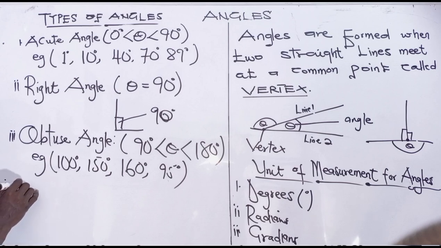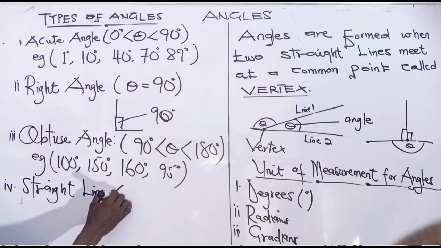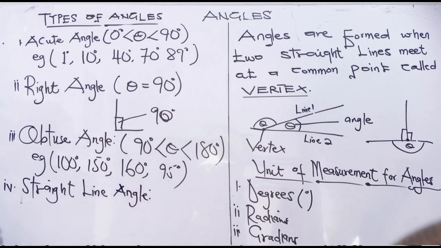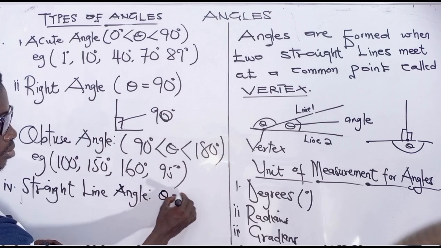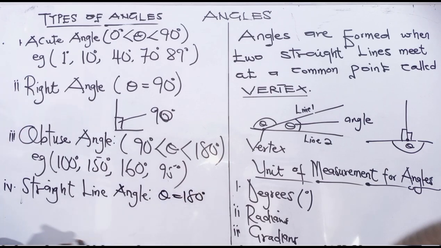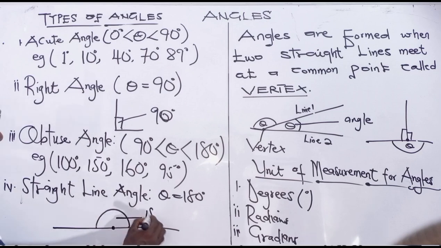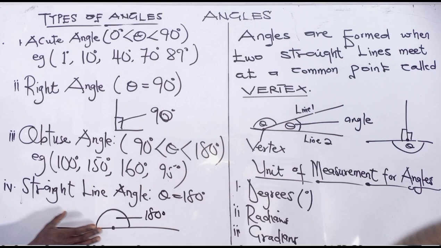Now let's look at the next one, which is called the straight line angle. A straight line angle is an angle whose measure is equal to 180 degrees. Let's take it that these are a straight line and an angle is formed here. The angle formed on this straight line is equal to 180 degrees, and this angle is called the straight line angle.